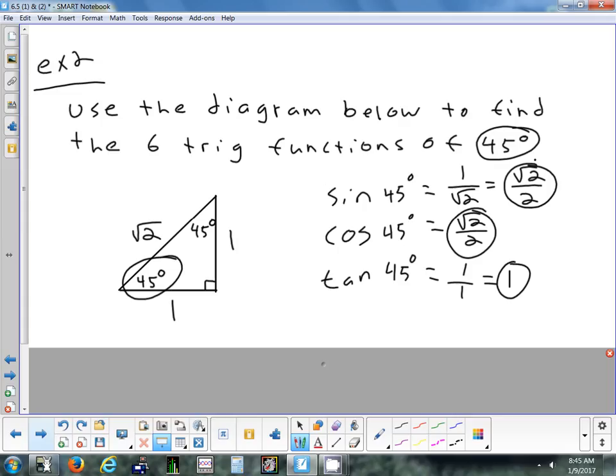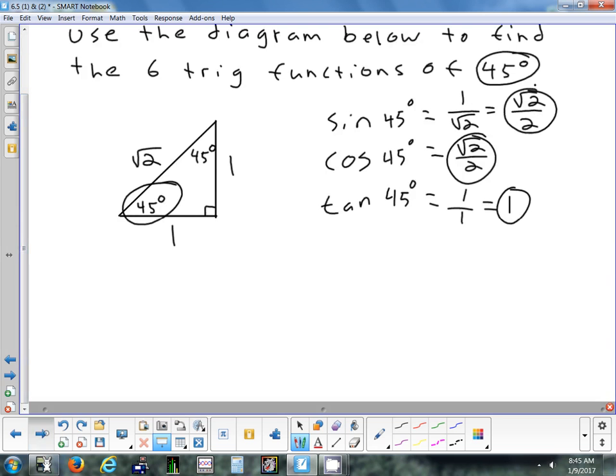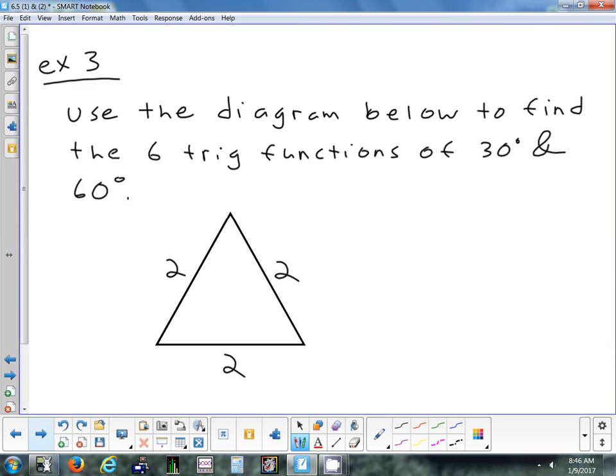Yes, -1. Either one of those numbers, when you flip them, they stay the same. So 45, 45, 90 triangles, those are pretty common and we work with those a lot. Okay, the next triangle we work with a lot is a 30, 60, 90. But we need a diagram of a 30, 60, 90 in order to find the trig functions.